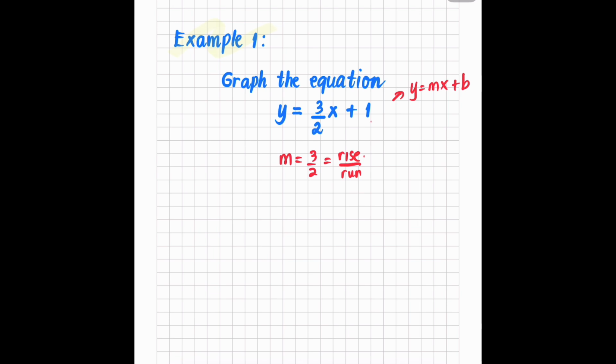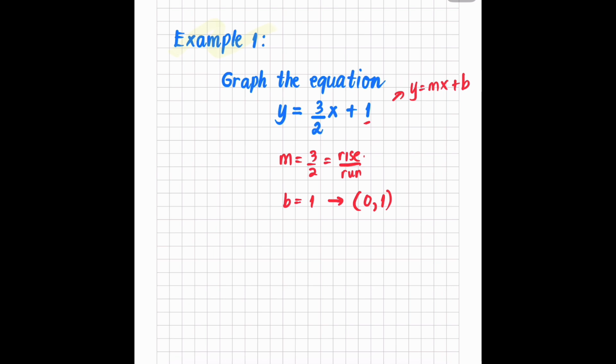Another important thing is the b. Here we can see that b is equal to 1, which actually came from the point (0, 1). So this is the y-intercept. This point is located on the y-axis. So we will be using these two pieces of information in order to graph the given equation. So let's get to graphing.